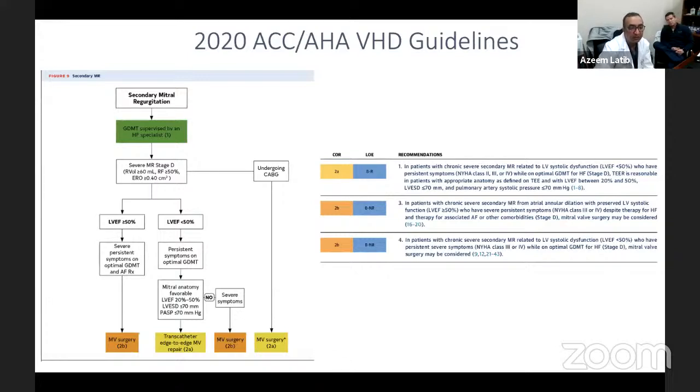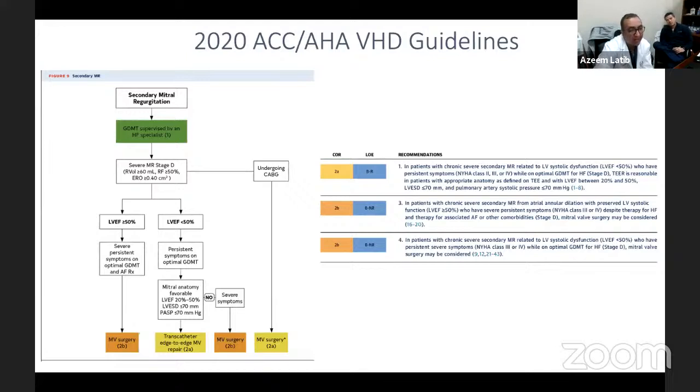If the ejection fraction's less than 50, and they have persistent symptoms, and they have mitral anatomy that's favorable for mitral clipping, which is defined as ejection fraction above 20, so 20 to 50, and end systolic diameter less than 70, and a pulmonary artery systolic pressure less than 70, then they give edge-to-edge repair, which is essentially mitral clip, and Pascal in the future, a class 2A indication.